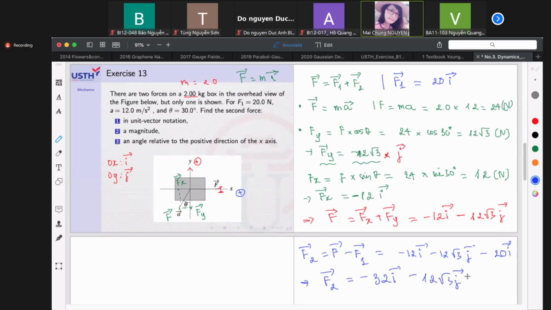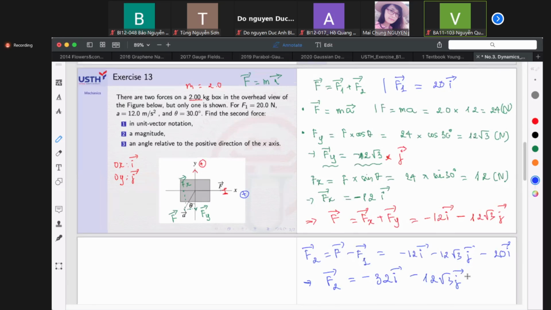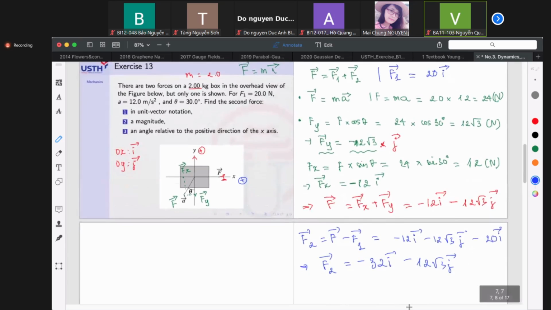Hey guys, let's check the answer of the second force. Is that true? For the second force, we have the unit vector. Yes, is that right? So vector equal vector here. Yeah, it's right. Okay, thank you. You finished the first question.